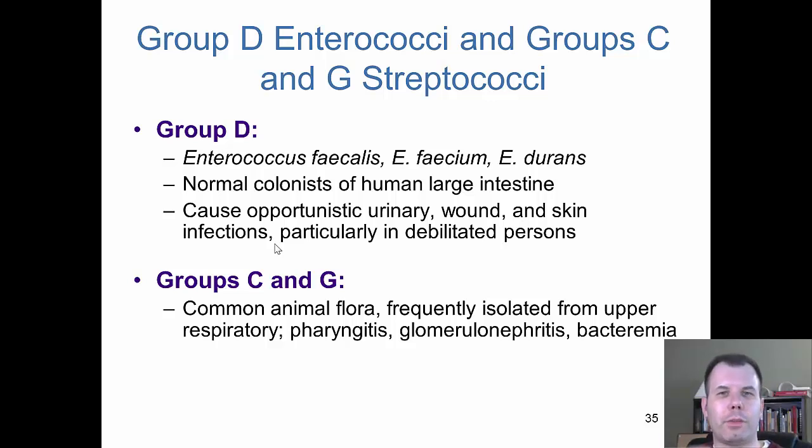This can, again, spread to people and can cause some different things like upper respiratory disease, pharyngitis, glomerulonephritis, and bacteremia in people. But typically, we find this in animals and it gets passed to people over a certain time. But typically, we don't worry so much about the C's and G's as we do with the A's and B's and D's. Okay.